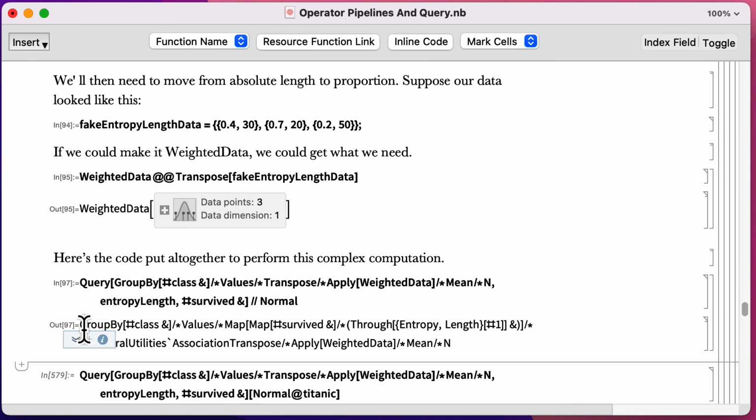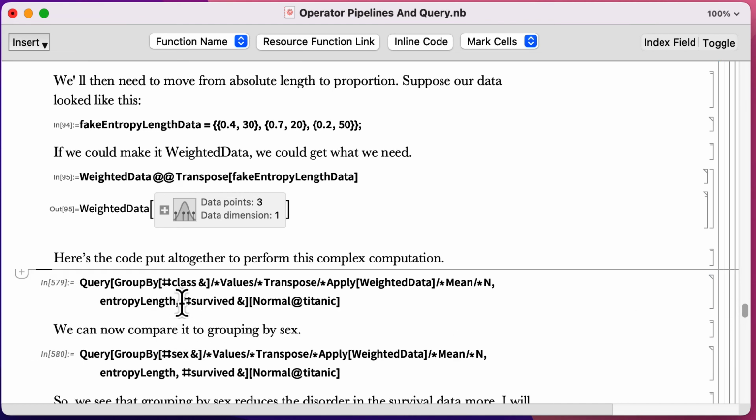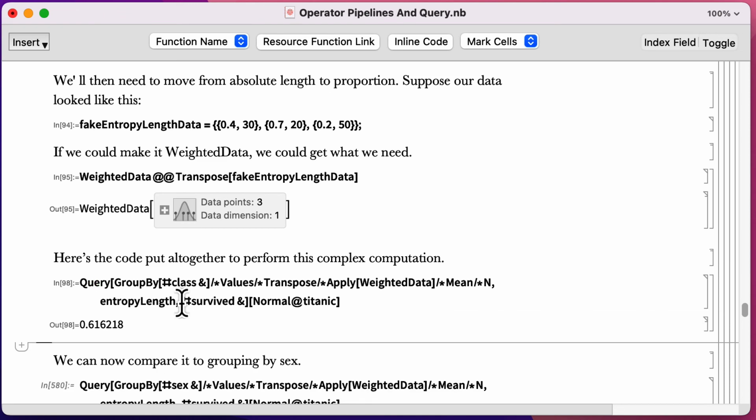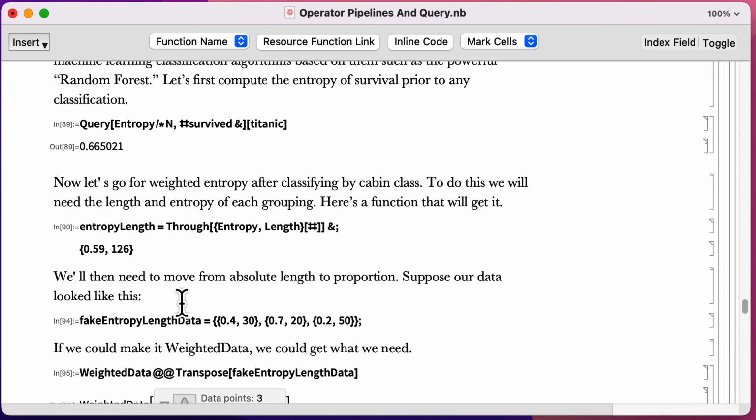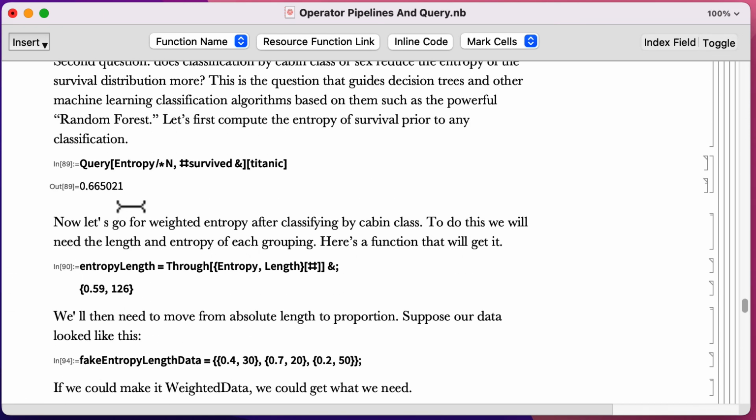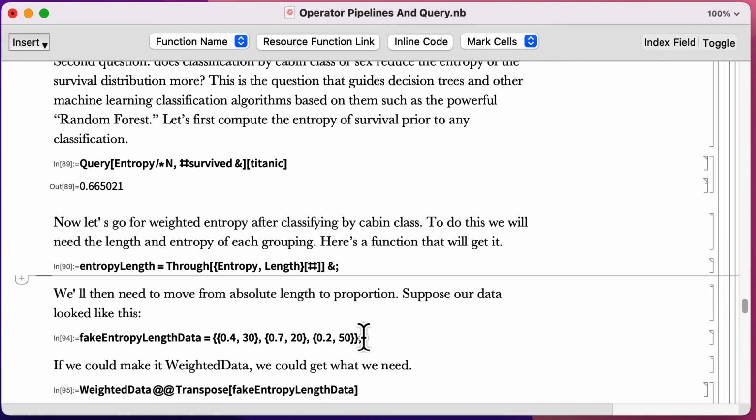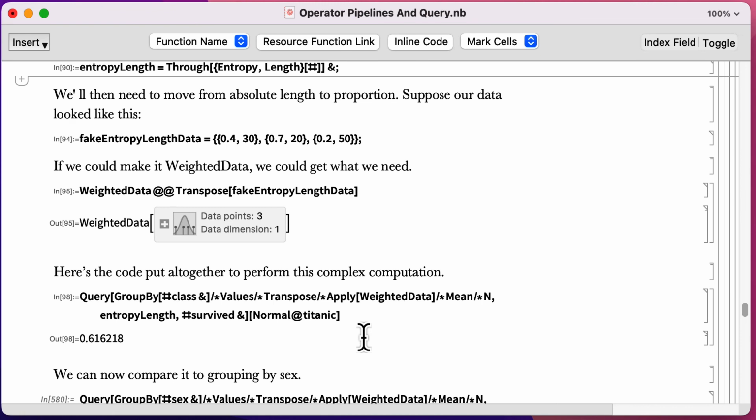Okay, so you can see what is actually going on here. I'm not sure how instructive that is. And if we run it, we reduce the entropy down from its original value of 0.665, and by classifying by cabin class, we get it down to 0.61.